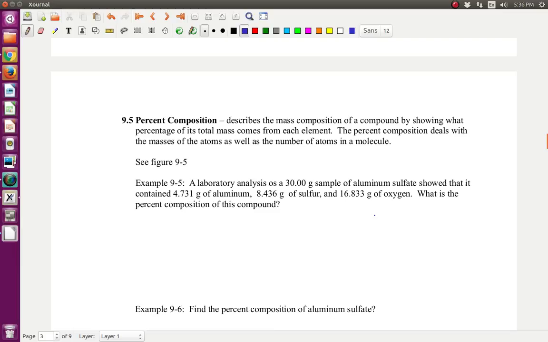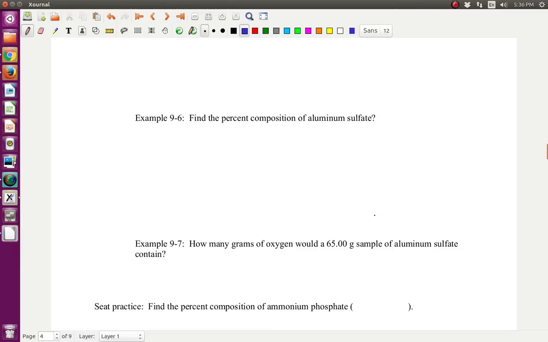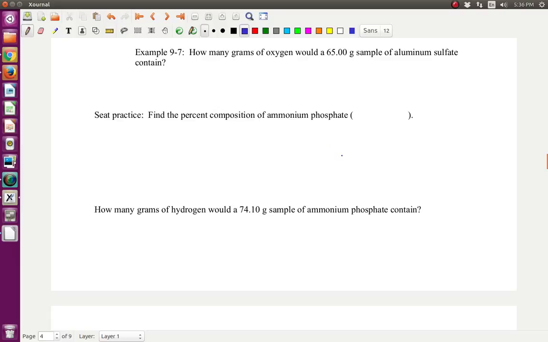Now we're going to move down to 9.5. We did this in lab. We went through learning percent composition. You will have some percent composition homework on Tuesday. So we were going to do the seat work right here in class, but I'm going to do it for you now as a review. So you will need to know how to do this for your homework on Tuesday.